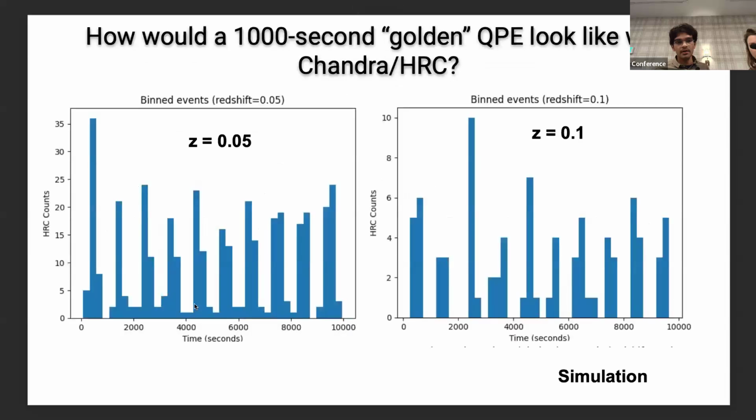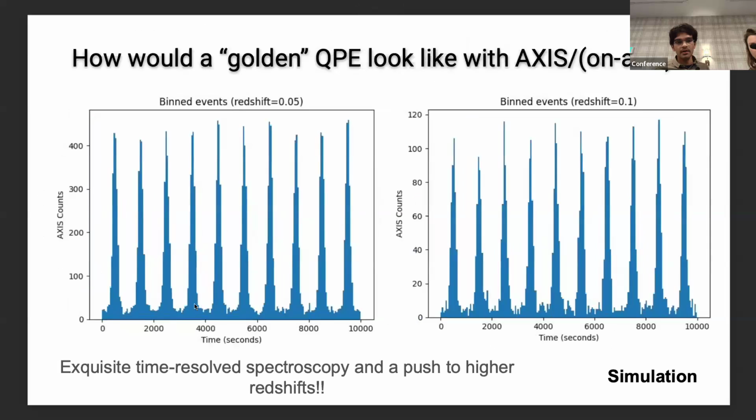So here, I'm just going to show you some simulated 1,000-second so-called golden QPEs with Chandra HRC. Chandra HRC in principle can do it, but it would really be pushing it. On the left side, I'm showing you how this 1,000-second QPE source would look at a redshift of 0.05. On the right side is redshift of 0.1. And if I repeat the same thing with AXIS, obviously things will look much, much better. On the left side, you see these eruptions being much brighter, and you'd be able to do time-resolved spectroscopy like what was shown in the previous talk.